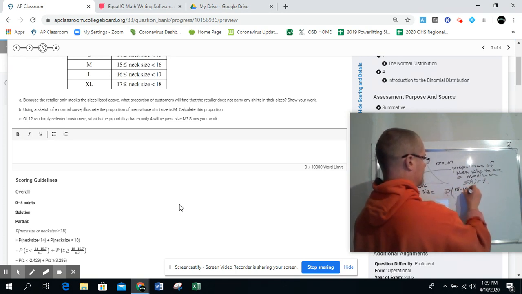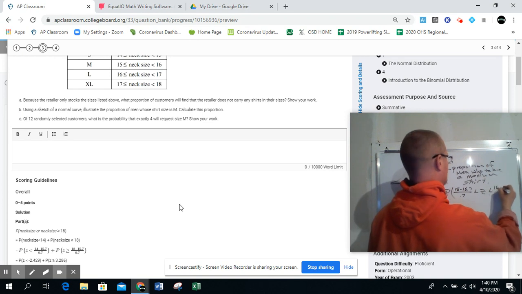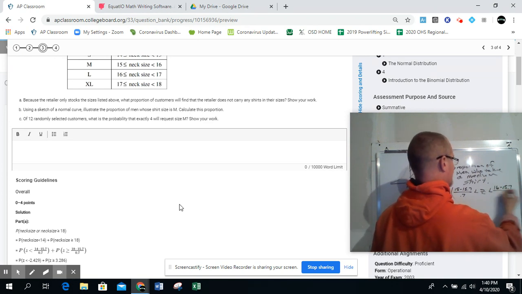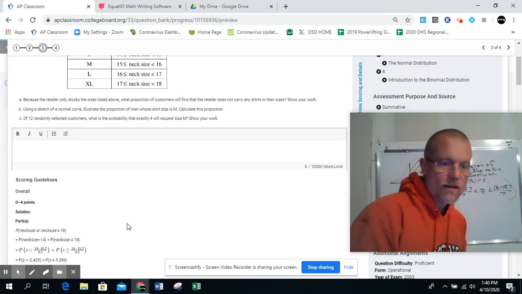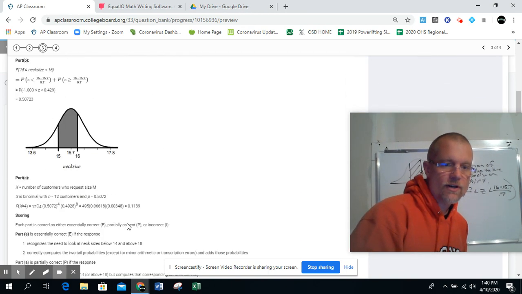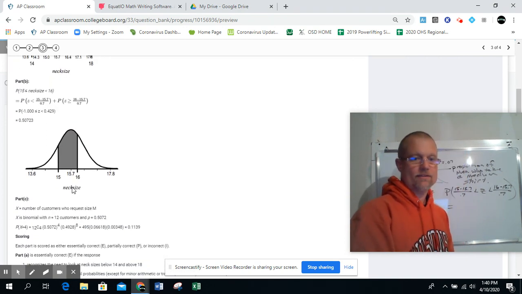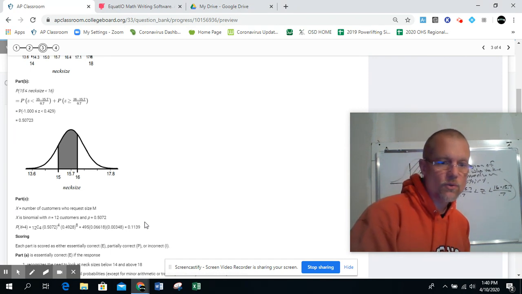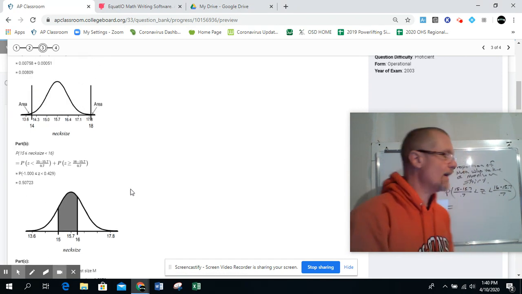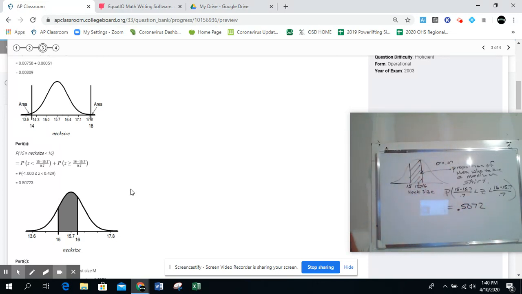15 minus 15.7 divided by 0.7, and the other z-score is 16 minus 15.7 divided by 0.7. And this ends up being, I'll just look down here so that you can get your answer. So there's the picture they want there. Remember, they want that neck size there, and this is 0.5072.